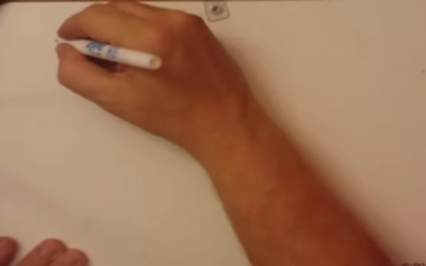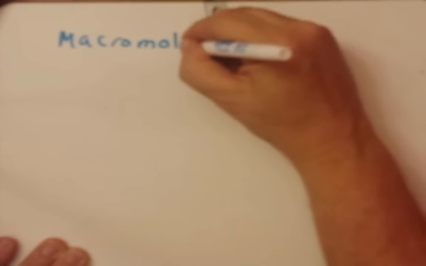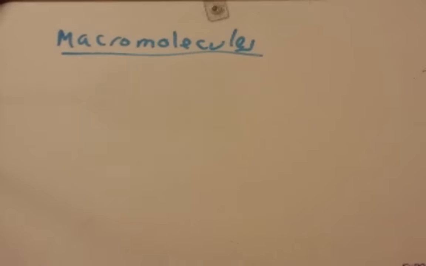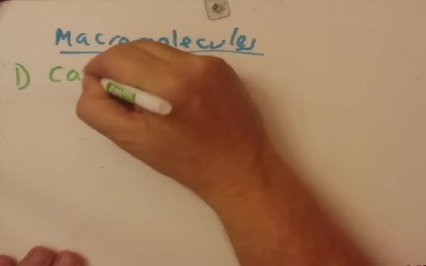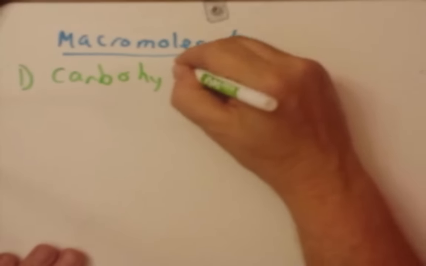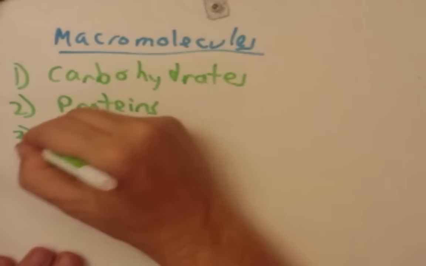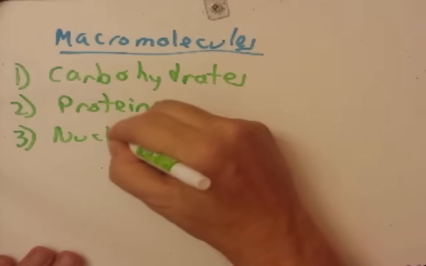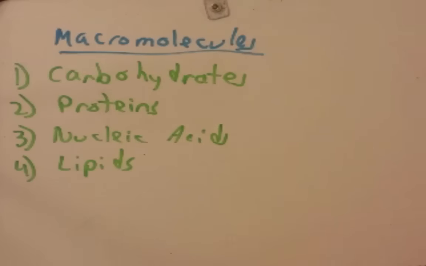Hello and welcome everyone. In this podcast we're going to continue our discussion of macromolecules. In previous podcasts we have talked about the first two macromolecules. We talked about carbohydrates and proteins. What we need to still talk about are nucleic acids and lipids. We're going to talk next about nucleic acids.